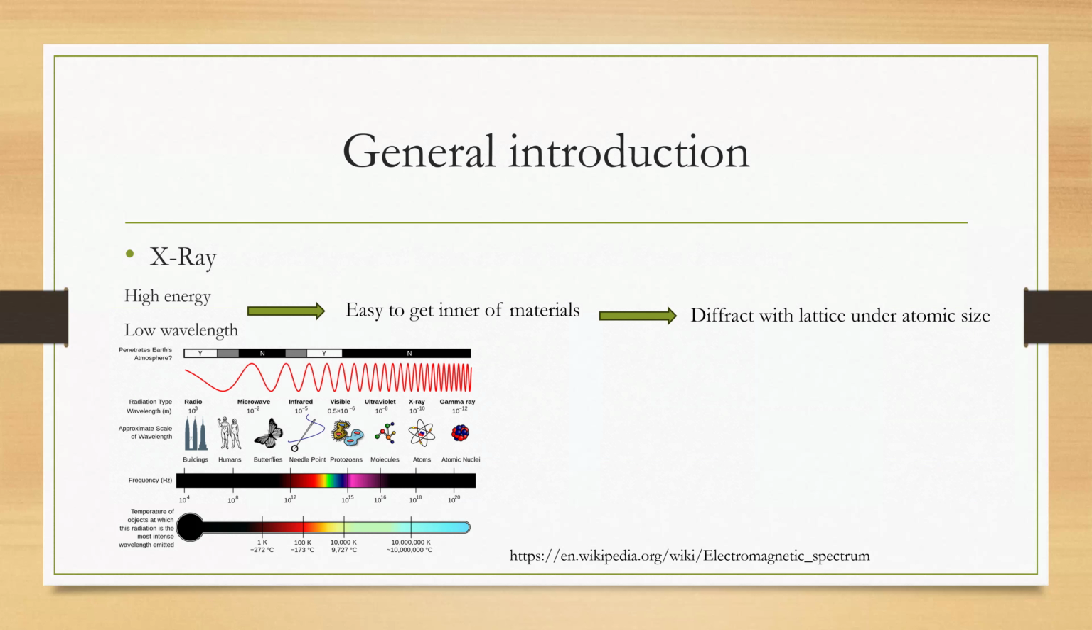X-rays have relatively high energy and short wavelengths compared to visible light. This short wavelength is on the order of atomic spacing, which means X-rays can penetrate into the material at an atomic scale. When X-rays interact with the crystal lattice, the diffraction patterns we collect provide crucial structural information. Essentially, by analyzing how the X-rays scatter, we can uncover what's happening inside these materials.